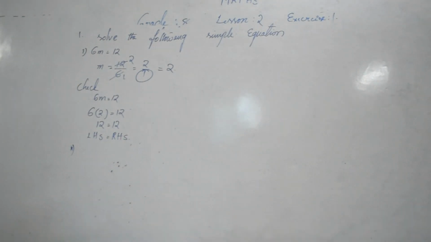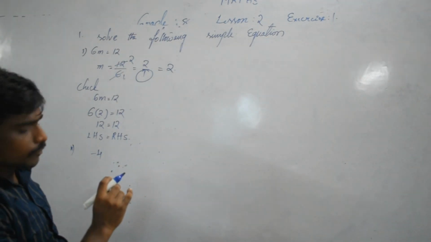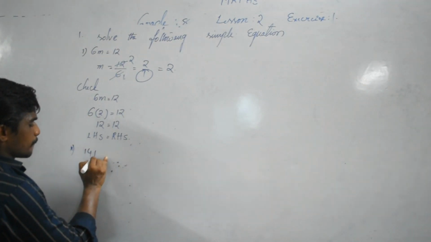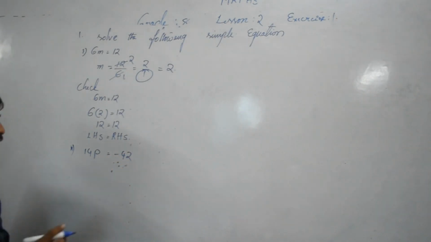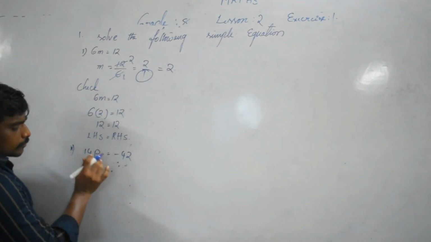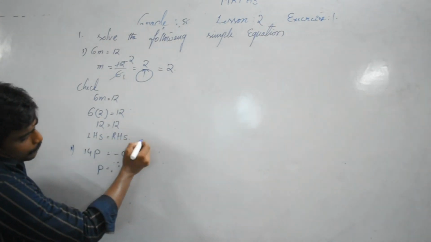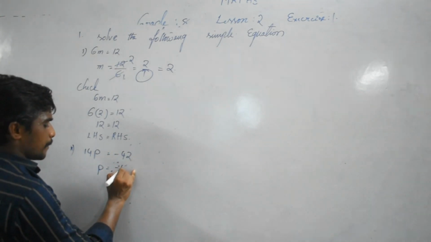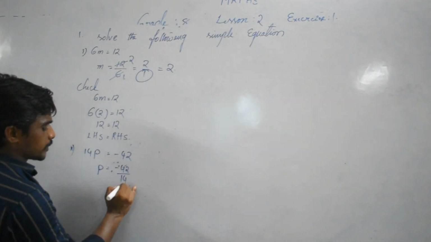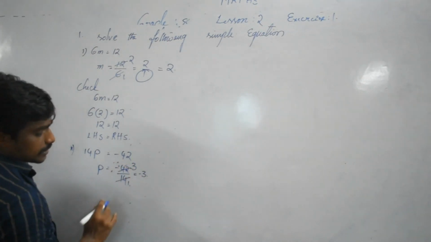Next one, 14p is equal to minus 42. What is the p value? So here p equal to, 14 moves to the RHS. Here cross out: moving to the RHS, transforming to the other side, it becomes division. Minus 42 by 14. 14 ones are 14, 14 threes are 42, so minus 3.